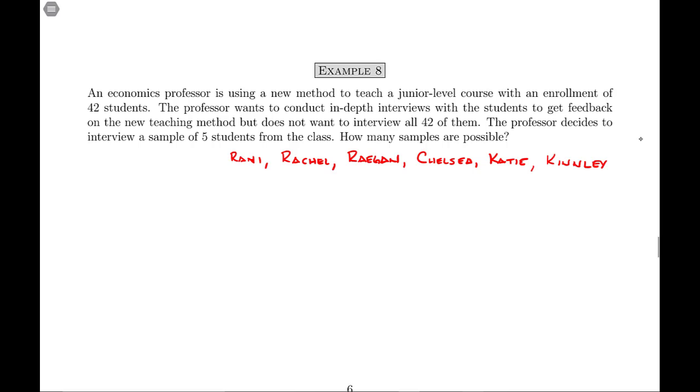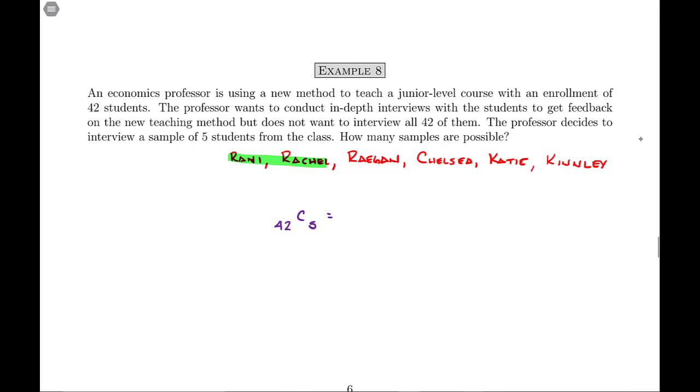Anyway, let's say I just had you 6 in this class, and I wanted to interview just 2 of you. How many different 2-person combinations can I get? If I chose Rainey and Rachel, Rachel and Rainey is the same combination. So it doesn't matter if I chose Rainey first and Rachel second, or Rachel first and Rainey second. That's still one single combination. So what we're looking at with this particular example is 42 students, and we are choosing 5.